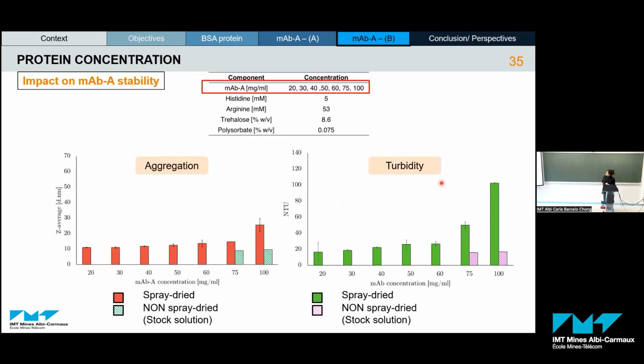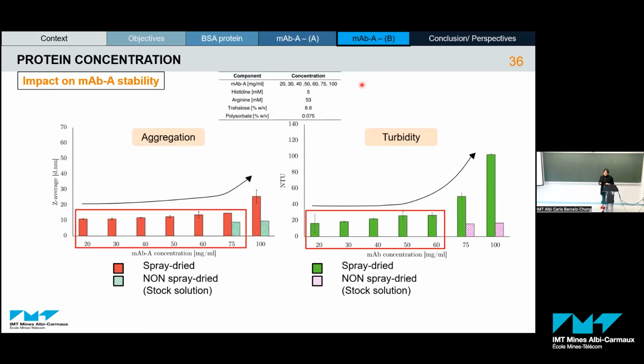Firstly, for the protein concentration study, we realized different formulations going with a protein concentration from 20 to 100 milligrams per ml, and the results in terms of aggregation and turbidity showed that for aggregation, what we can observe here is that if we go even to 75 milligrams per ml, we can observe just a slight and steady increase. But when passing this threshold, we observe a sudden increase in the aggregation present after spray drying. In the case of turbidity, this threshold is found at 60 milligrams per ml.